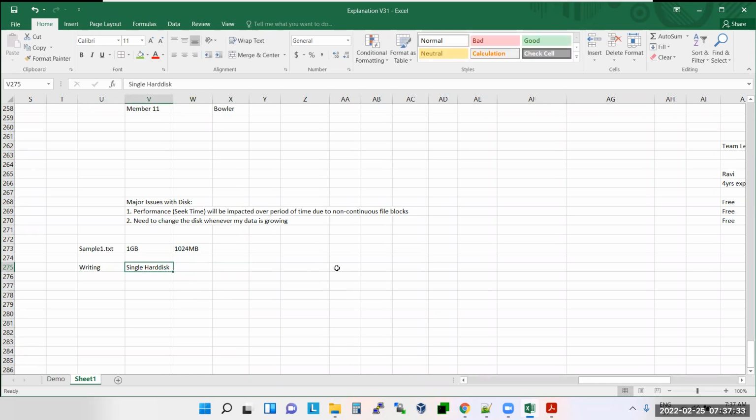Okay, a single hard disk will be able to read and write 100 MB per second. What is the speed of this hard disk? 100 MB per second. So you are writing data into one hard disk. This disk's capacity is 100 MB per second, which means it can write data at 100 MB per second. Now tell me, to write an entire 1 GB of data, how many seconds will it take?